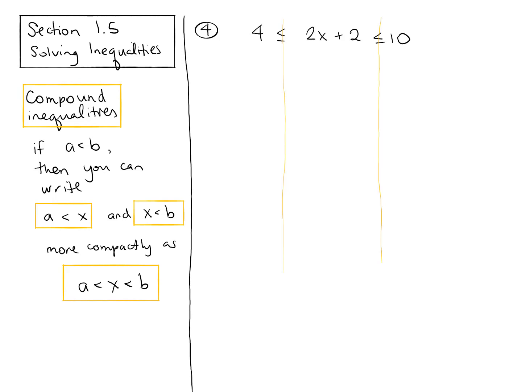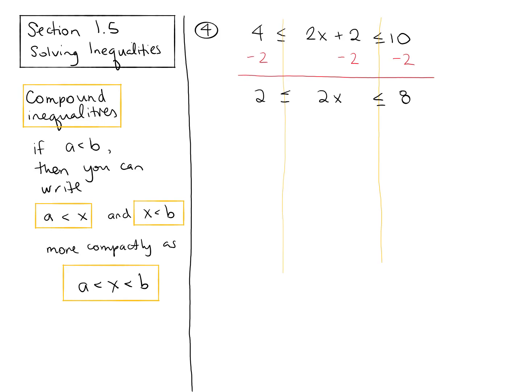So just like we used to say, oh, add 2 to both sides of the equation, well, now I'm going to say subtract 2 from all 3 sides of this equation. So I'm going to move my constant away from the variable by subtracting 2 from all sides of the equation. I'm going to get 2 is less than or equal to 2x is less than or equal to 8.